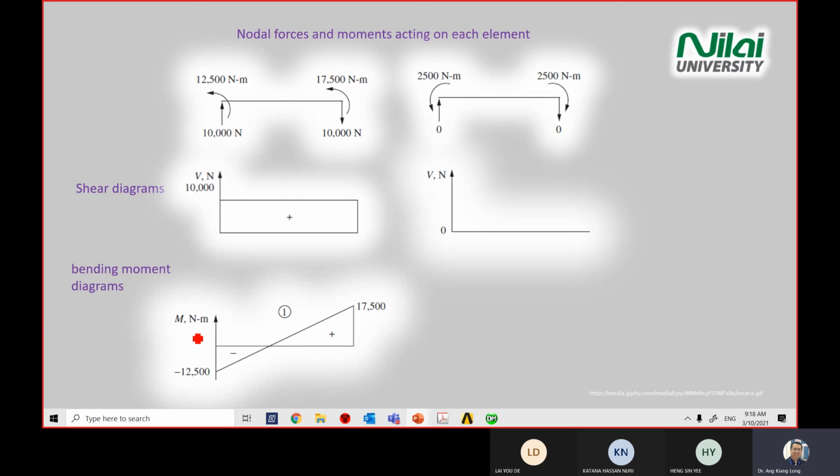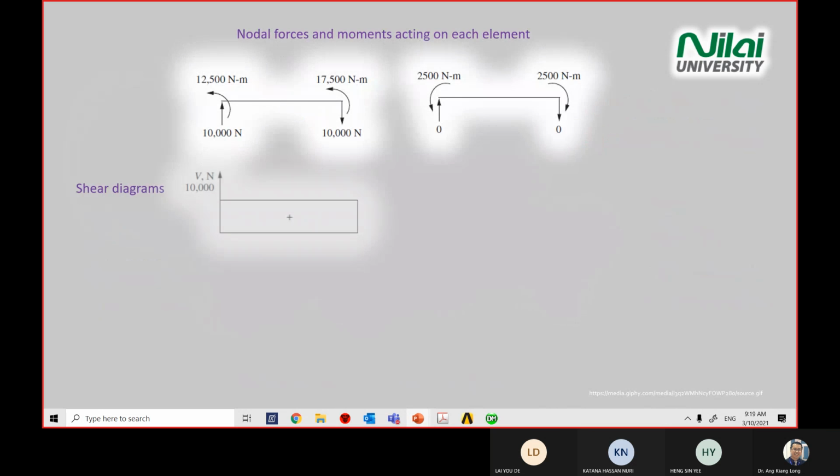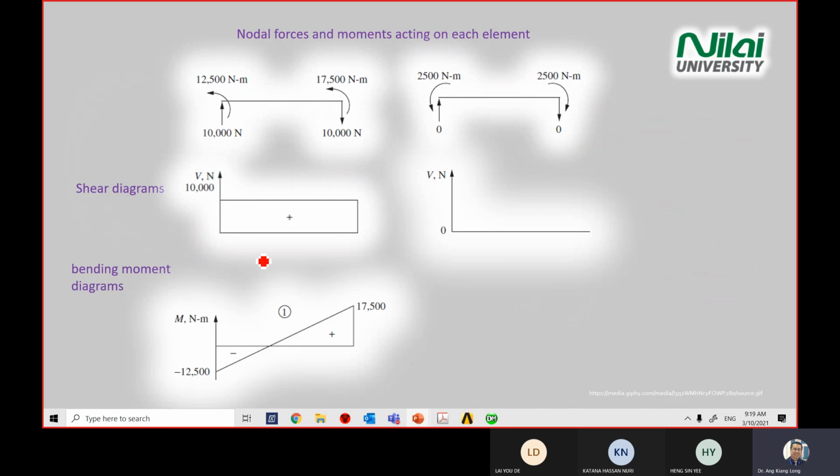Second one, bending moment. So bending moment, you have a negative 1250 because this is a clockwise. So clockwise is a negative. So we start with negative 12.50 and then you end at a positive 17.5 Newton here, right? So let me check. All right. Then the same for diagram number 2.